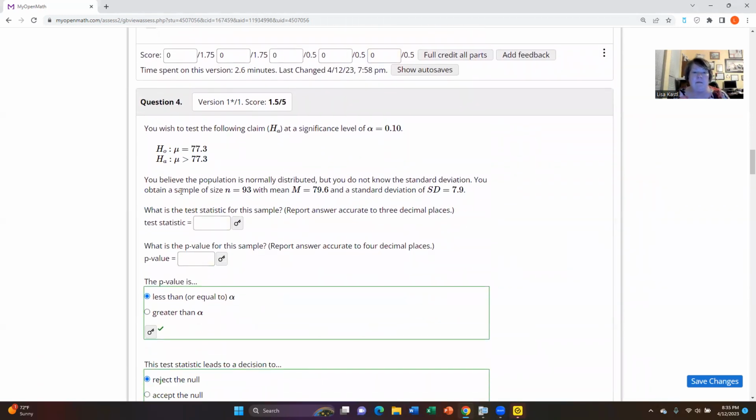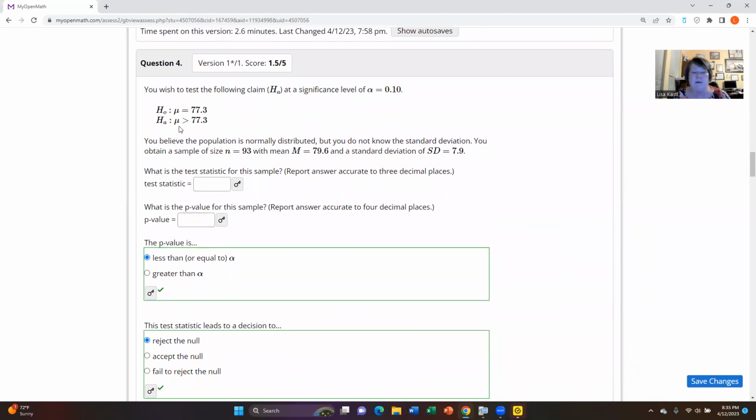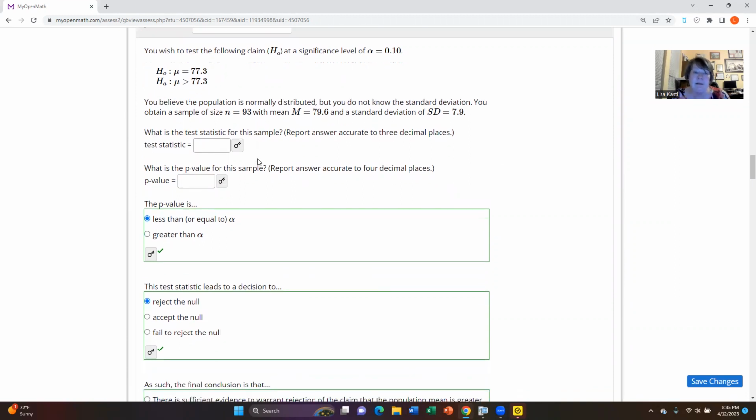That one I'm going to let you give a try since they have the alternative and the null set up for you. That is a t-test because the standard deviation is given to me as SD, standard deviation. That is the standard deviation of your sample. So that is a t-test.